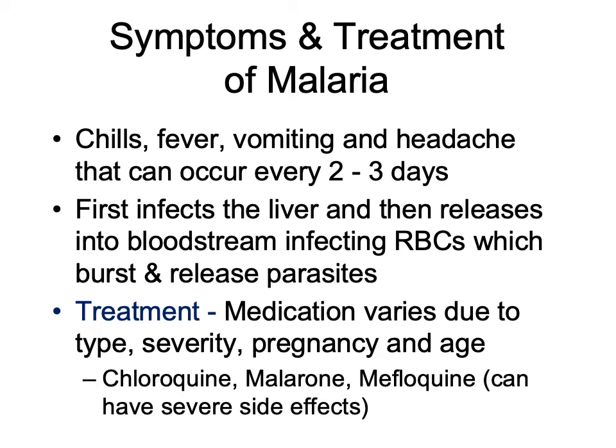Treatment medication varies due to the type of plasmodium that is causing the particular type of malaria, due to the severity of the infection. Also, it needs to be geared toward whether a woman is pregnant or not because of the serious side effects from some of these medications, and age, especially those older adults who might have comorbidities or might have cardiovascular issues. You have to consider the whole person before you decide on what type of malaria treatment to do, because there are some very severe side effects.